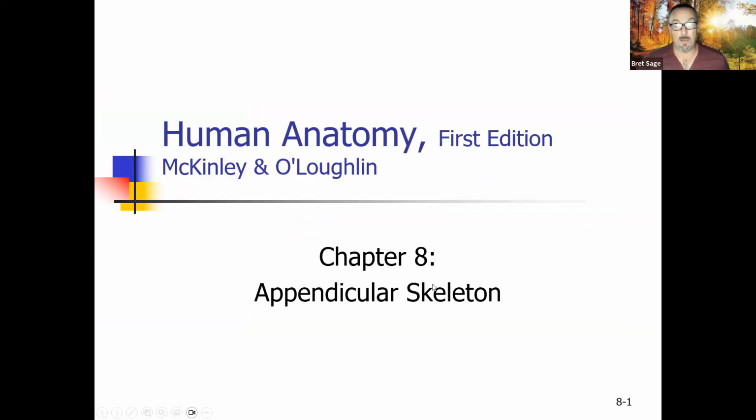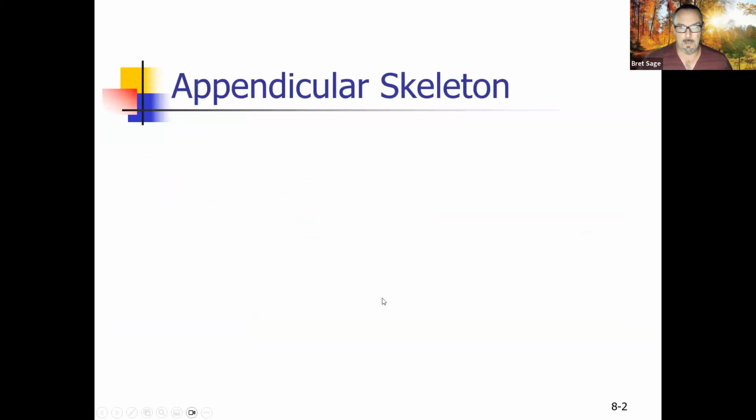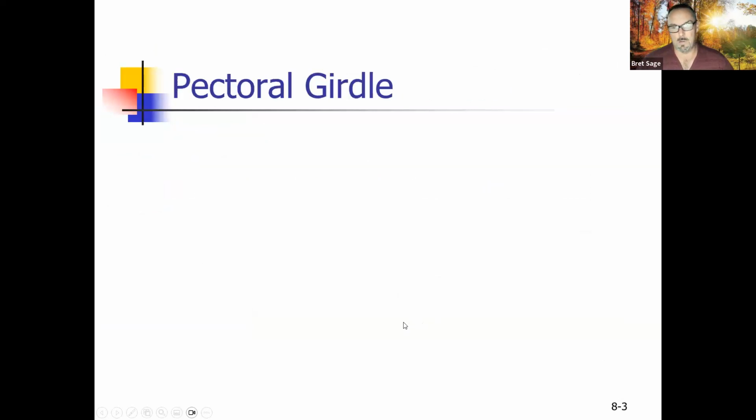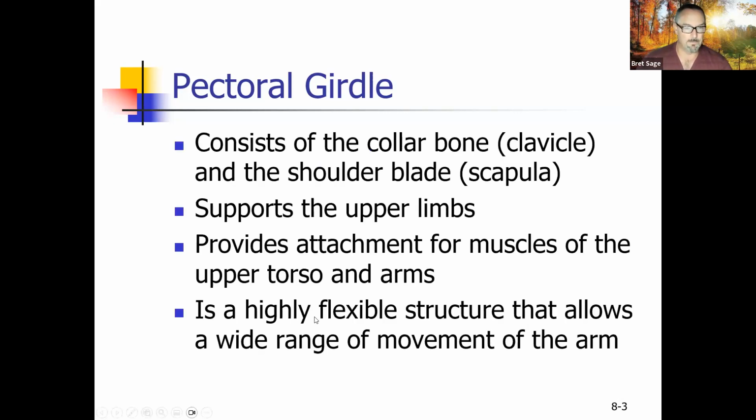Okay, appendicular skeleton. Now we're talking about arms and legs and the girdles. So we've got upper and lower limbs. Pectoral girdle is everything in your chest. Pelvic girdle, everything in your hips. Sorry, I'm going quickly, guys, but you can review this presentation later when I have it posted, and you can pause and fill in your notes as you need to. Pectoral girdle is your clavicle and scapula, attachment points for muscles, highly flexible.